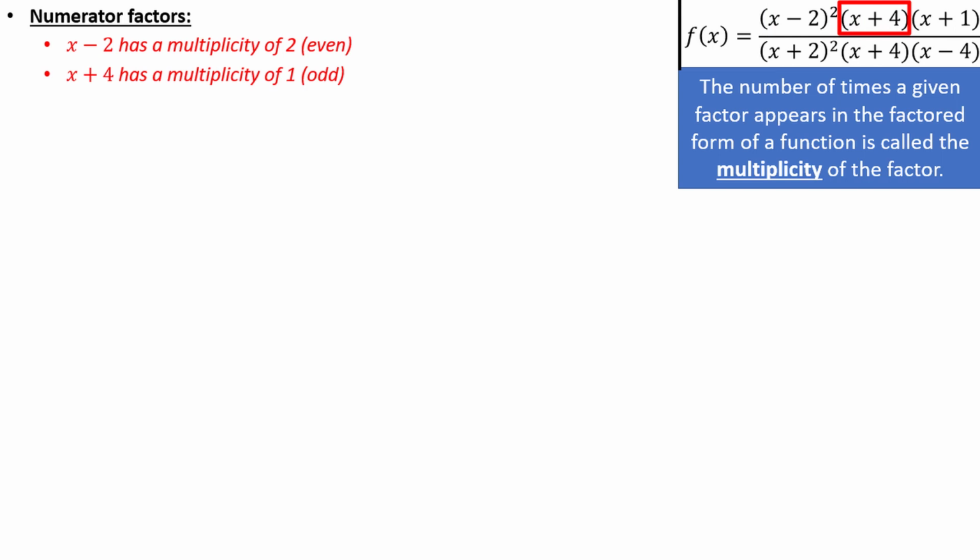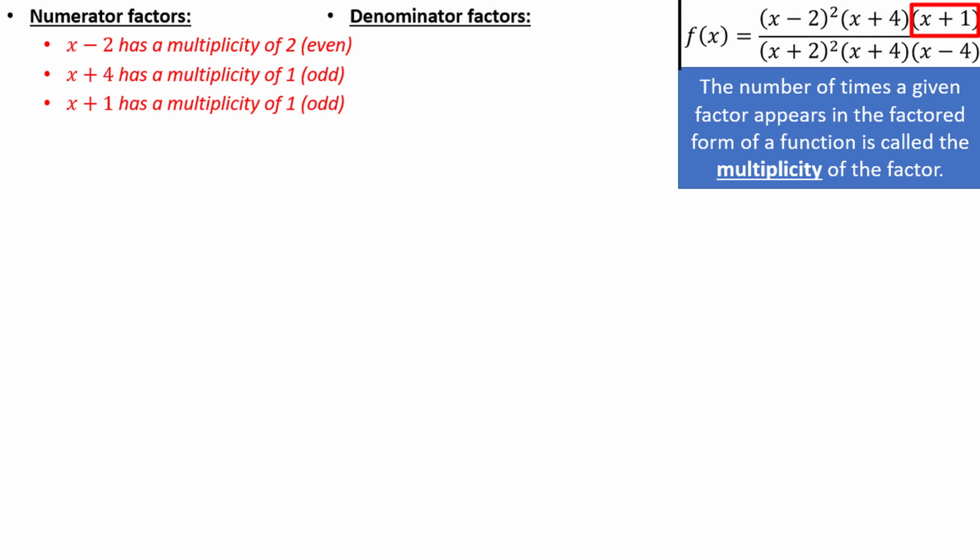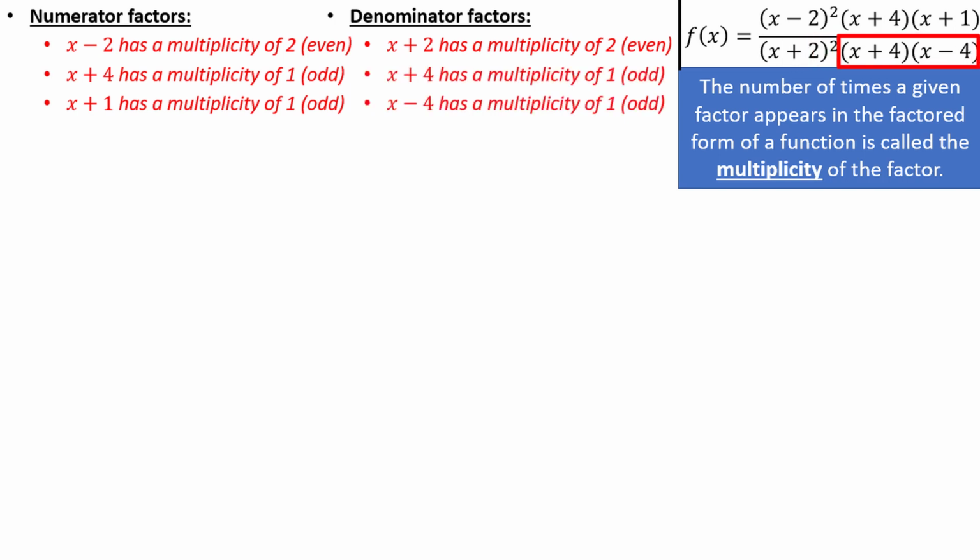For the factors in the numerator, we have x minus 2 with a multiplicity of 2, which is an even number, so we label this as an even multiplicity. We have x plus 4, which occurs once and therefore is an odd multiplicity, and we have x plus 1, which also has a multiplicity of 1 and is therefore odd. On the denominator, we have x plus 2, which occurs twice, so the multiplicity is 2, which is even. The other two factors each have a multiplicity of 1 and are therefore odd multiplicities. All we really care about with regards to multiplicity is if it is even or odd and where it occurs, either in the numerator or denominator.